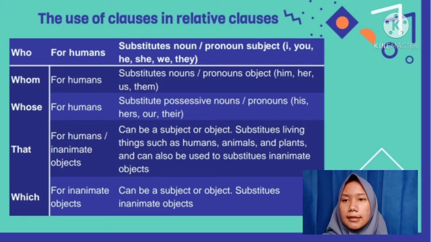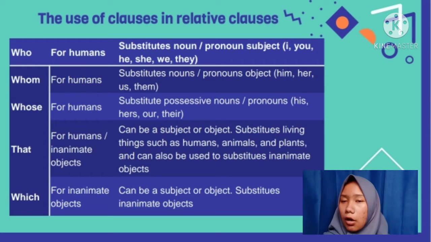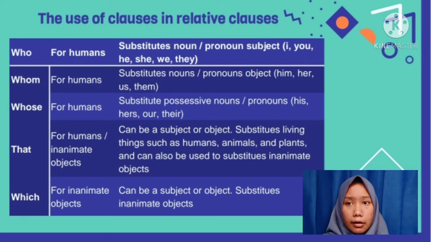The next is that. That is a kind of universal and it can be used for humans or inanimate objects. It can be a subject or object, and it can refer to living things such as humans, animals, and plants, and it can also be used to substitute inanimate objects. For example: it is the car that I really like. The sentence describes a car as a subject.